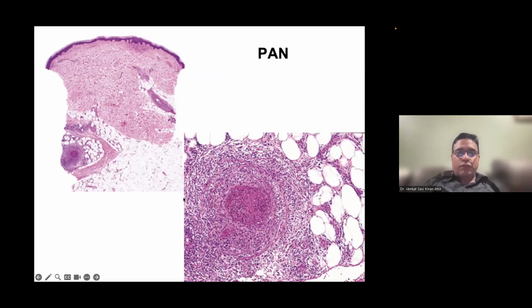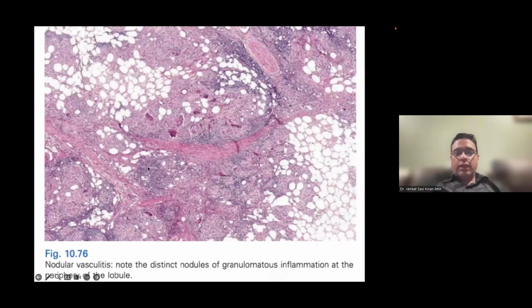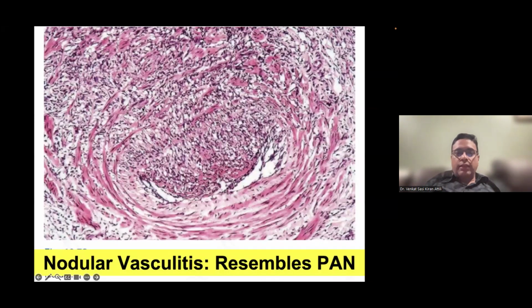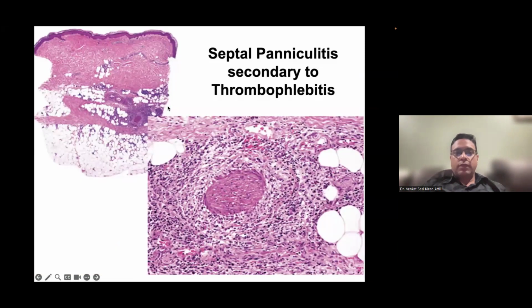But this is an example of PAN where the inflammation is confined to the vessel wall. Okay. Here is nodular vasculitis where there's a lobular panniculitis, and you see lots of granulomas as well. And then, yes, there's a nodular vasculitis here in the case of erythema induratum. See, this looks like the PAN case, septal panniculitis, secondary thrombophlebitis. There's often a thrombus in the middle of the vessel. And there is, again, secondary inflammation. So there is itis as well because of inflammation.